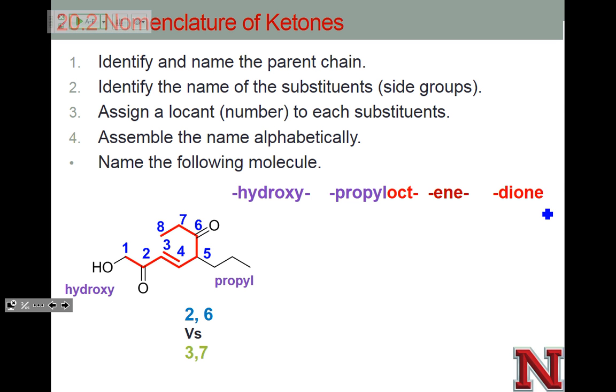Now in this case, because we have an ene and a dione, we have 2, so of course we have to specify that by di. It's probably a little bit better to put your locate numbers here, just for clarity. Even though a reader should know that priority takes the diones, but just for clarity, we'll put the numbers right before. If we didn't have this ene and it was just octadione, then putting it in front would be fine. So our hydroxyl is on 1, our propyl is on 5, our ene starts on 3, we only put that first number, and then our diones are 2 and 6. So this is our full name.